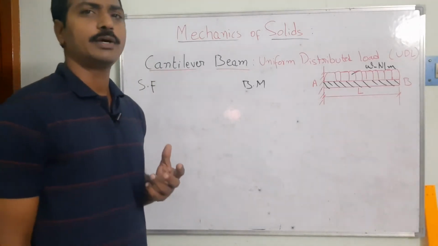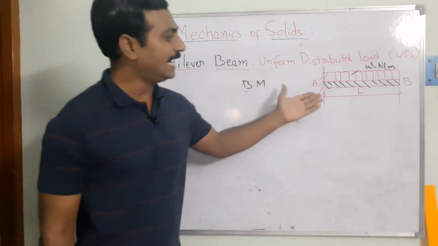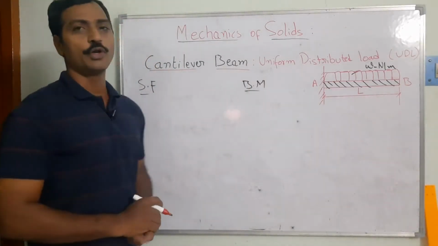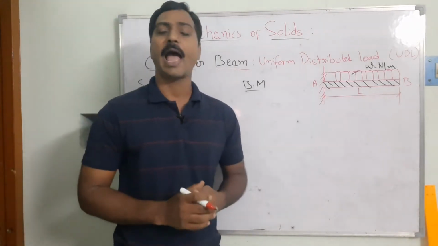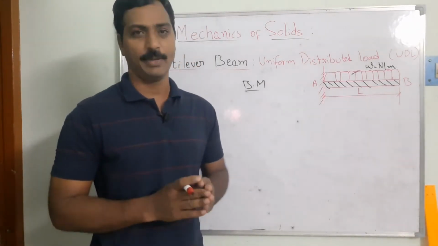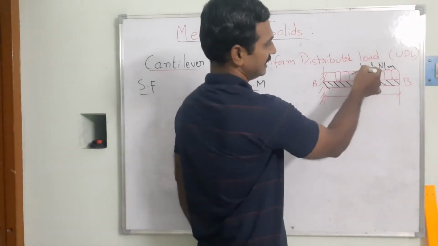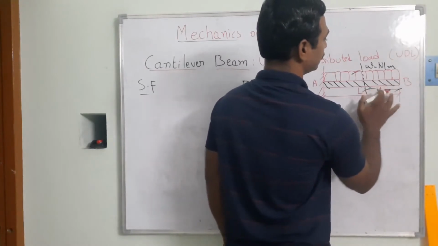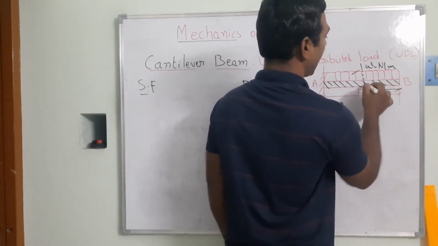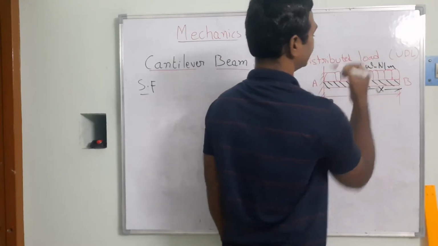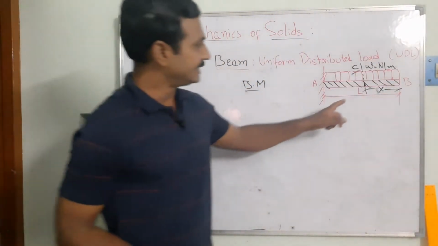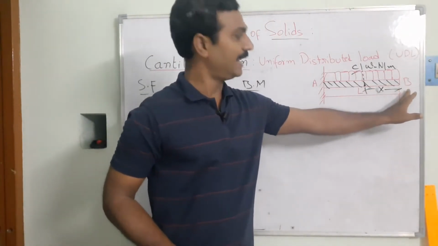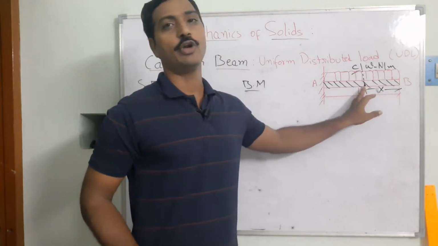Now I want to find the shear force and bending moment at any section of the beam. In order to find that, I have to consider one section of the beam. This section is located at a distance of small x from the point B, and I am going to call that section point C.